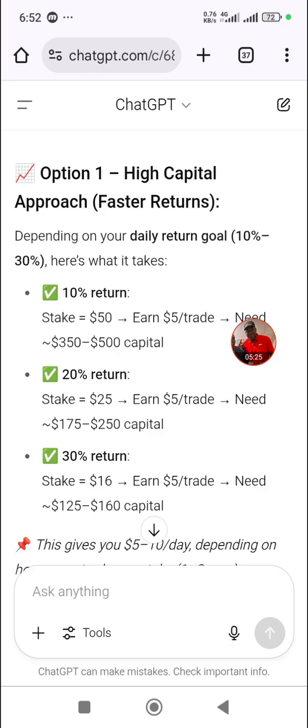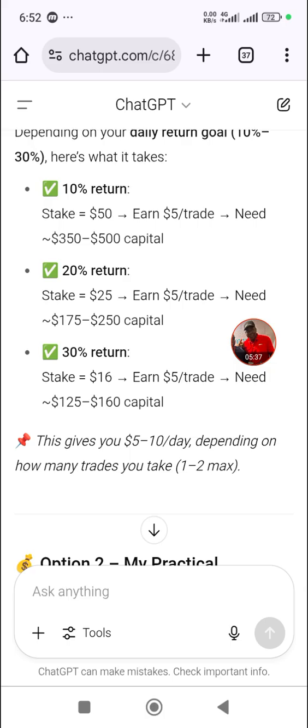I'm also going to make a separate video for losses so that you get to understand how you recoup all your losses when you experience losses. I'll get you to understand that. This gives you $5 to $10 every day. It's the same principle, the same stake, the same way. You are only going to be using 10% or maybe 15% of your capital.